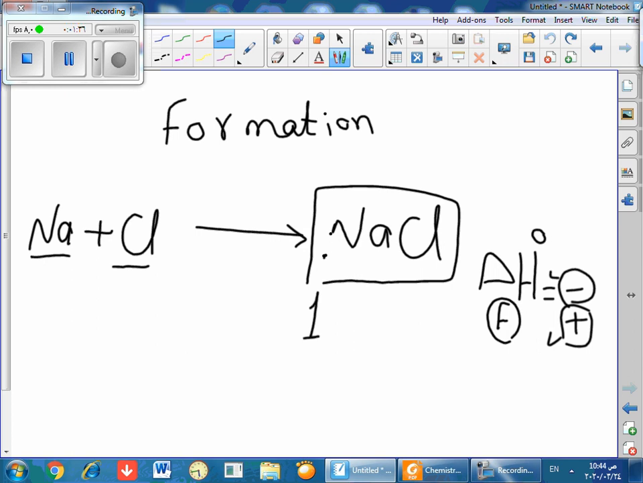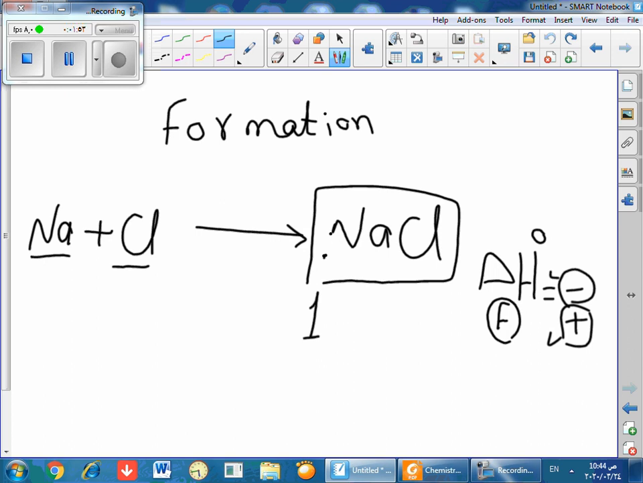Okay, so standard heat of formation is the quantity of released or absorbed heat when 1 mole of compound is formed from its constituent elements, where these elements are in their standard condition.